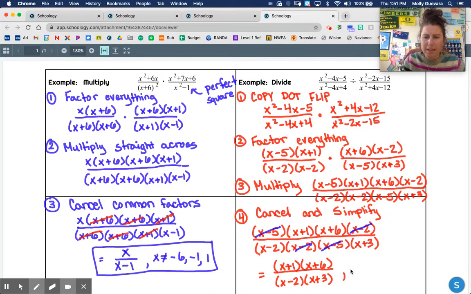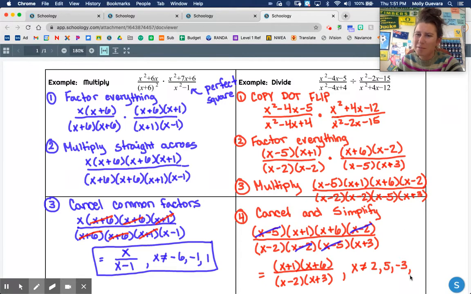And then the last thing is I just need to figure out what values of x I'm not allowed to have. Okay, so we're going to go through the whole bottom. So here, x cannot be 2, because if I plug in 2, I would get 0. Here, again, 2, so I can't have it. Here, if I plug in 5, I would get 0 on the bottom, which I can't have. And then here, if I plug in negative 3, I would get 0 on the bottom, which I can't have.